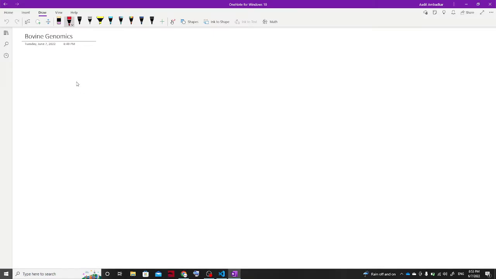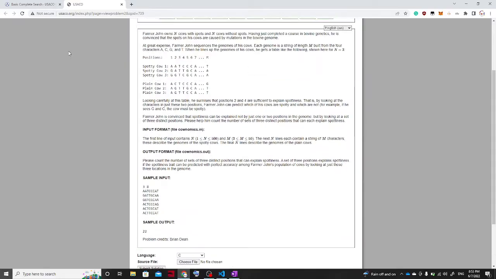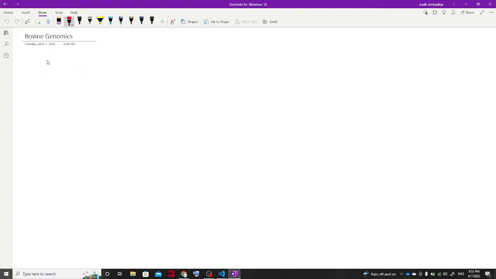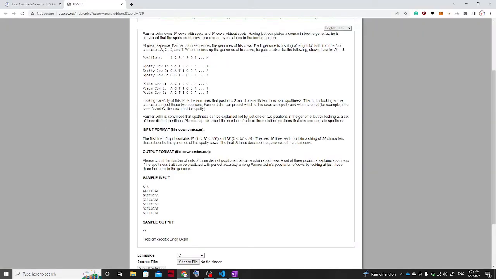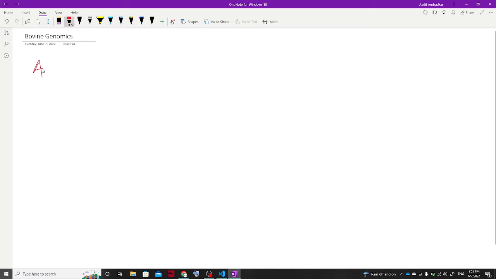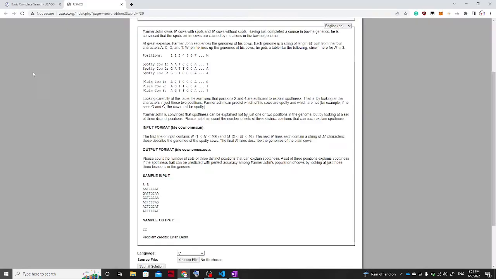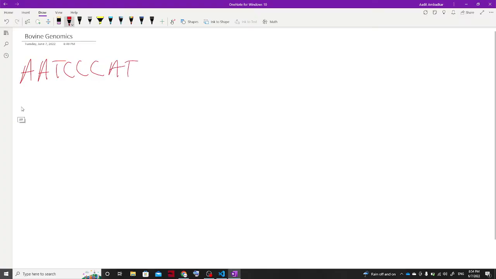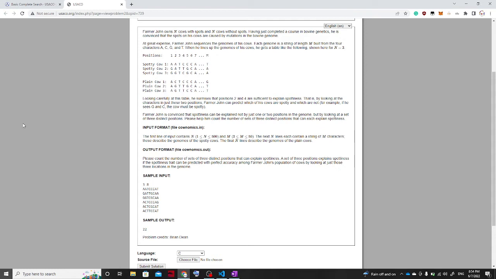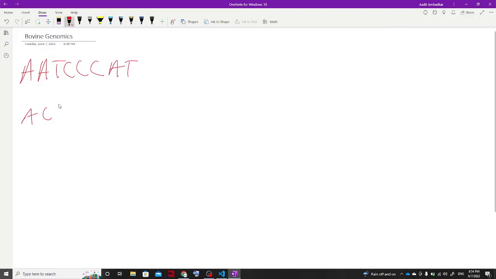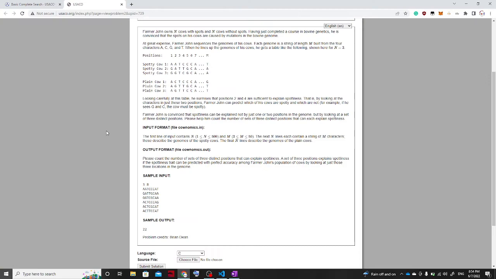Okay, so for this problem, we're given some cows, or 2 sets of cows, each of size n. So we have this set right here, and for the time being, I'm just going to take the first and second one. So we have A, T, C, C, A, T. And another one we have is ACT, CCC, AG.